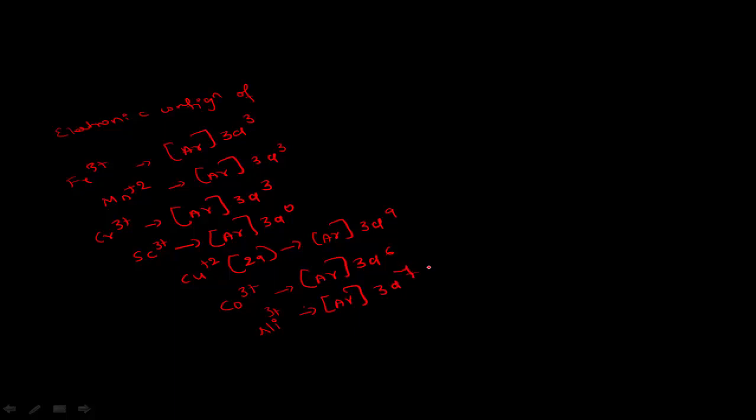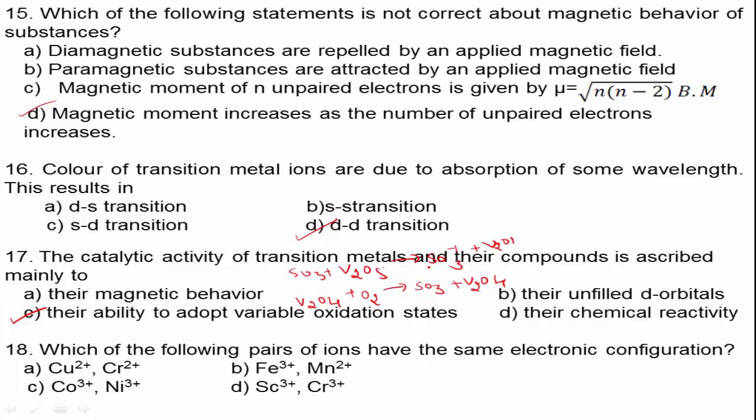Yes, if you know this concept, you can write all the electronic configurations. Come to our question: which of the following pairs of ions have the same electronic configuration? Then our answer is B. Because the electronic configuration of Fe3 plus is argon 3d5, and Mn2 plus is also argon 3d5. Therefore, they have the same electronic configuration.